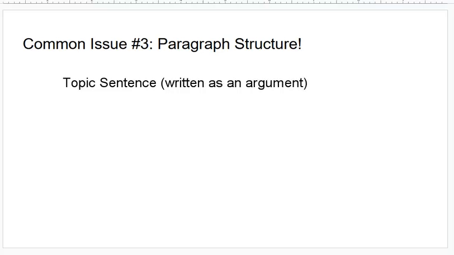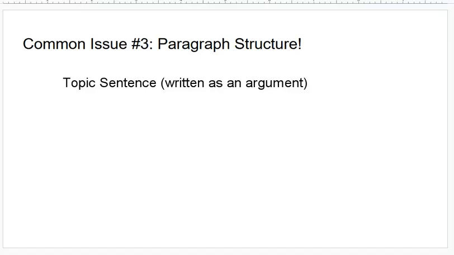So just to remind us all, what is the structure of a body paragraph? The first thing you write is a topic sentence. And remember, a topic sentence is written as an argument. So in this case, you're talking about causes of conflict. So you are making an argument about the cause of conflict in relationships.